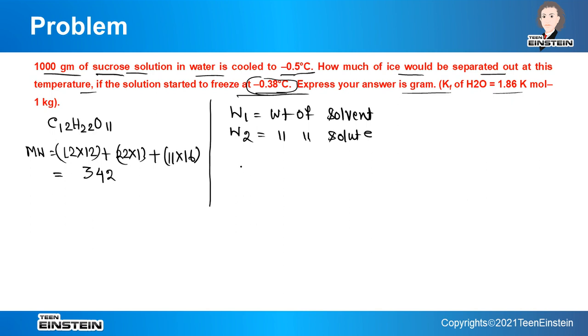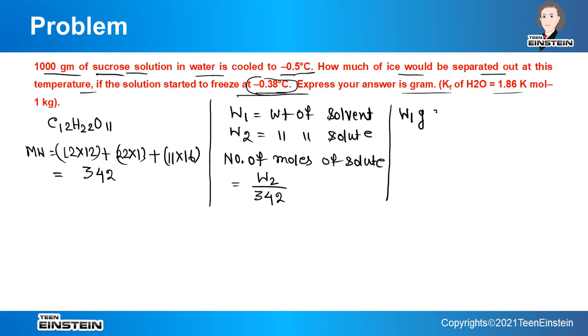Okay, so the number of moles of solute will be given mass divided by molecular weight. Given mass is W2, molecular weight 342, that we have just calculated. So here W1 gram of solvent contains W2 divided by 342 moles of sucrose.